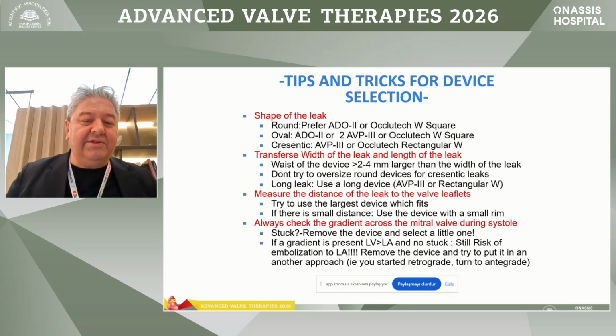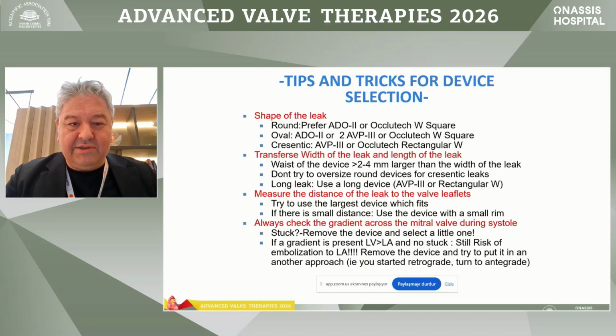But for the crescentic defects, I always prefer to use the AVP3 or Occlutech rectangular W devices. Especially the transverse width of the leak and the length of the leak are very important. And if the leak is very large, usage of large sizes of Occlutech rectangular W devices is very good for the large leaks. And we have to measure the distance of the leak to the valve leaflets also, and we have to try to use the largest device which fits.